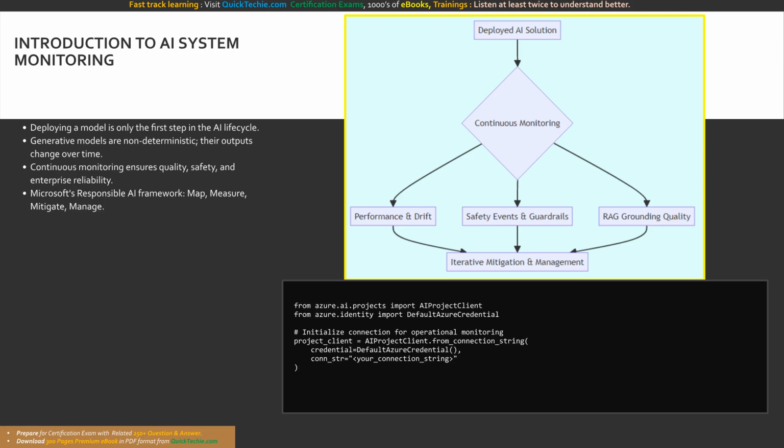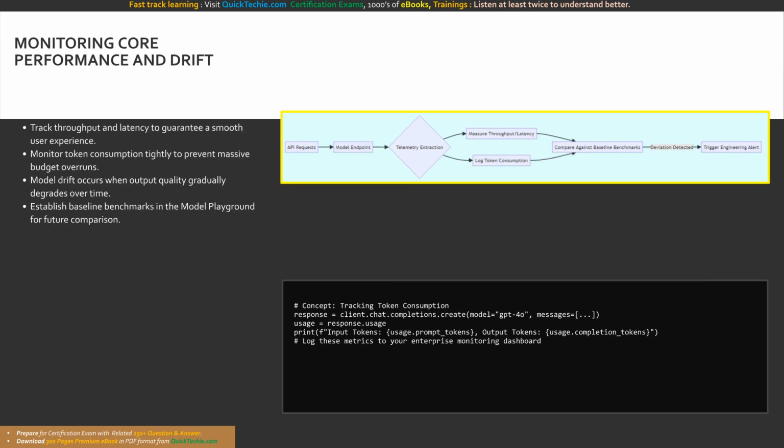This high-level flowchart illustrates the continuous monitoring lifecycle. A deployed AI solution is constantly evaluated for performance drift, safety events, and grounding quality, which then drives iterative mitigation. The absolute foundation of AI system management begins with continuously monitoring core model performance and operational health. When you deploy a foundation model in Microsoft Foundry, it becomes a live API endpoint actively handling complex chat completions or responses API requests. You must meticulously track specific performance metrics, focusing heavily on throughput, latency, and token consumption.